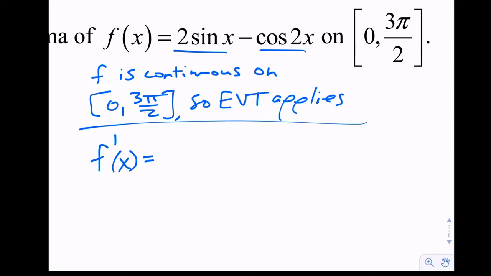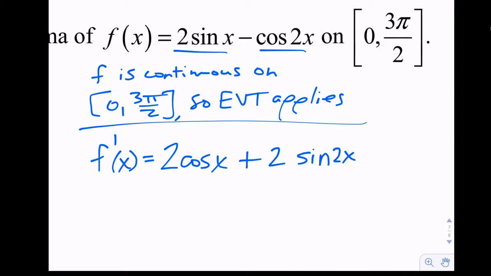So f prime of x. Two terms. Yay, two terms. What's the derivative? 2 sine of x is 2 cosine of x, right? Pretty reflexive now to do that one. Pretty easy. And the derivative of negative cosine of 2x should end up being positive sine of 2x times the chain rule 2, which I wrote in the front, anticipating that it would be there.